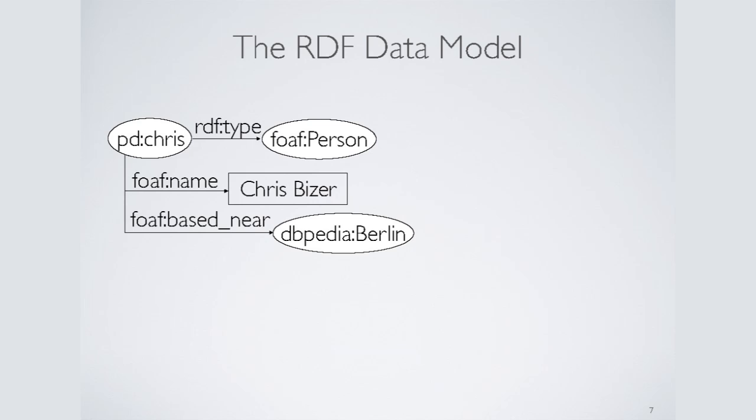RDF, being the representation language of linked data, provides you with means to describe entities on the web of data. RDF allows you to describe, in this case, the entity Chris, which is of type foaf:Person. You can describe not only properties Chris owns, like he has a name, Chris Bizer, but also object relations to other entities on the web of data. Chris is based near Berlin.